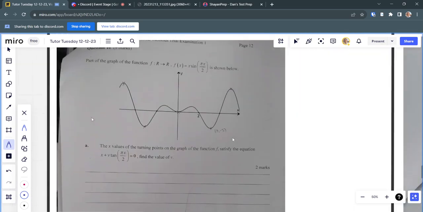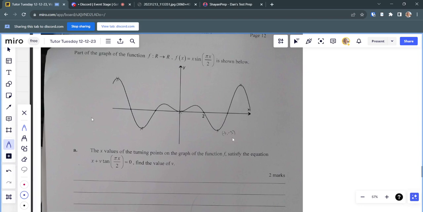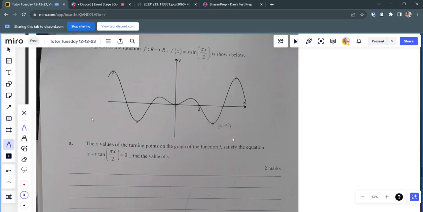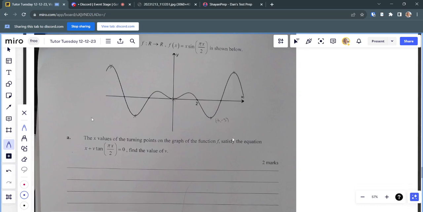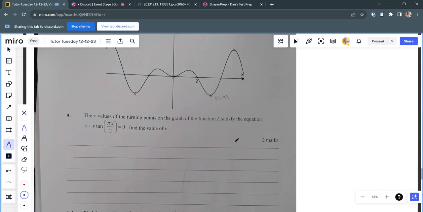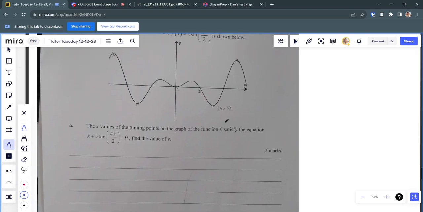Now for your calculus questions, we have x sine of pi x over 2. The x values of the turning points on the graph of the function f satisfy the equation x plus nu tan pi x over 2. Find the value of nu.